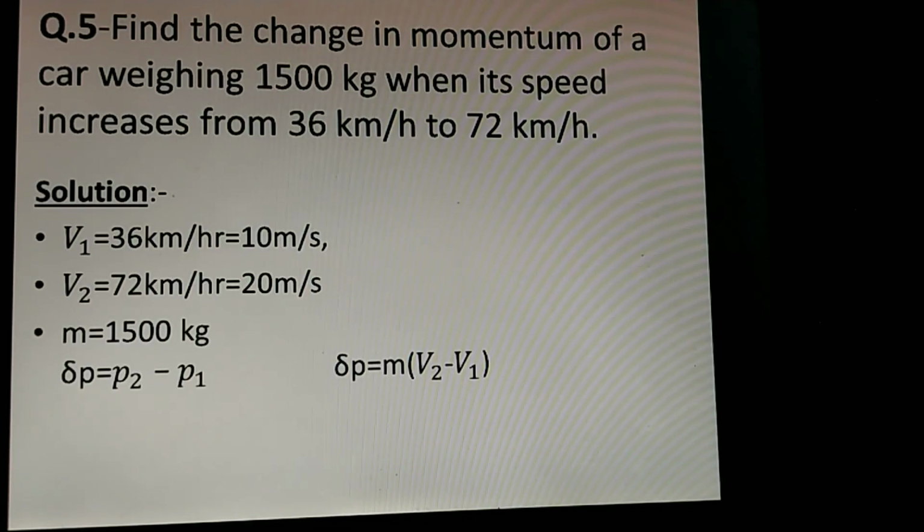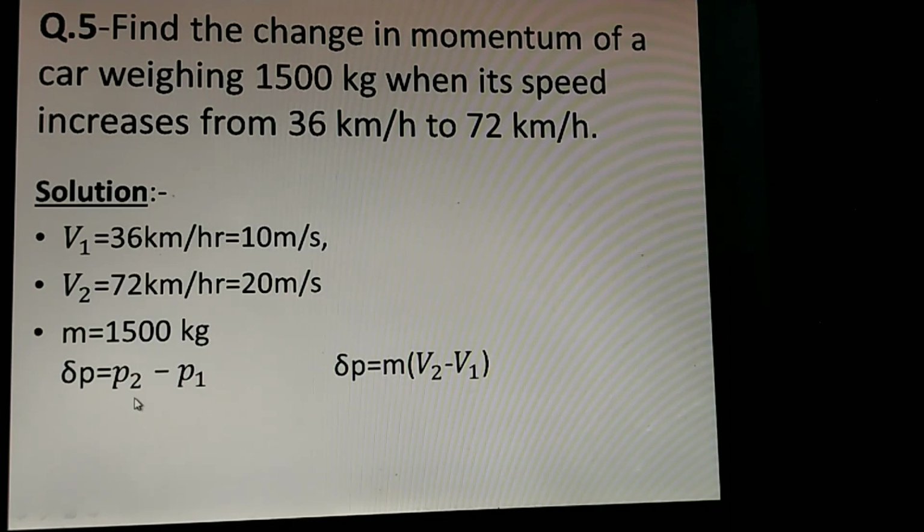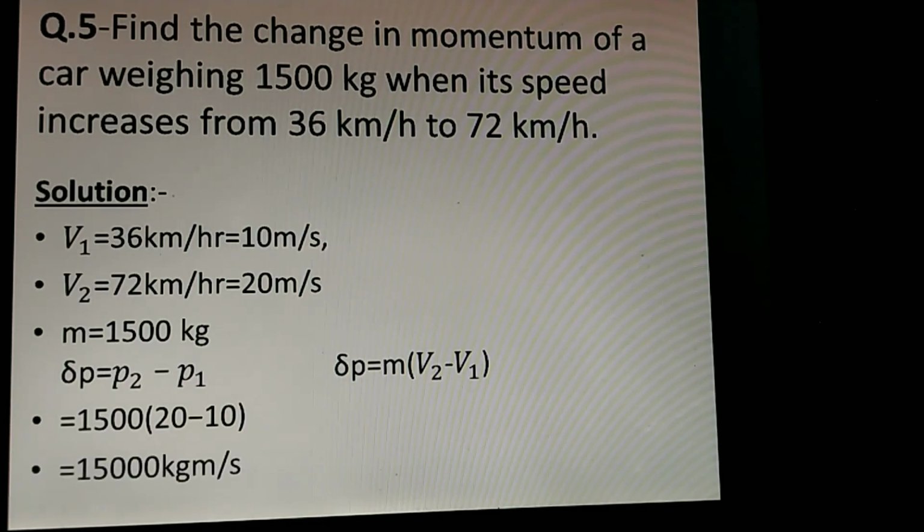So mass is given as 1500 kg. Now as per the question, you have to find out the change in momentum. So this sign represents the change and P represents the momentum. The change in momentum, as I told in my earlier classes, is always final minus initial. So final momentum minus initial momentum. Now mass is the same, so we take mass as common, and V2 minus V1. Now we will substitute the values in this formula and we will get 1500 multiplied by 20 minus 10, and after solving this we will get 15,000 kg meter per second. So this value will indicate the change in momentum of the car.